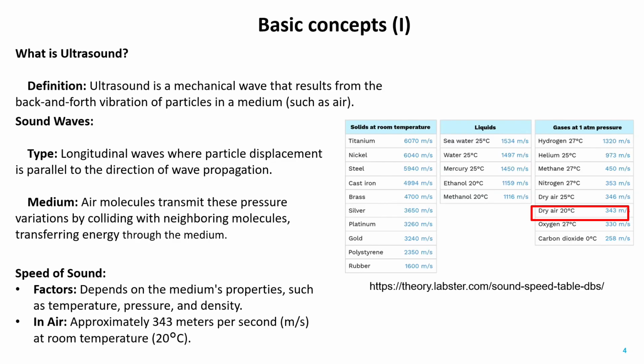In this section of basic concepts, we will start with ultrasound waves. Ultrasound waves are mechanical waves that have frequencies above the audible range for humans, in which particle displacement is parallel to the direction of propagation. In air, these waves are transmitted through the collisions of air molecules and, at room temperature, around 20 degrees, the speed of sound is approximately 343 meters per second. Understanding these fundamentals is crucial for accurate distance estimation using ultrasound.